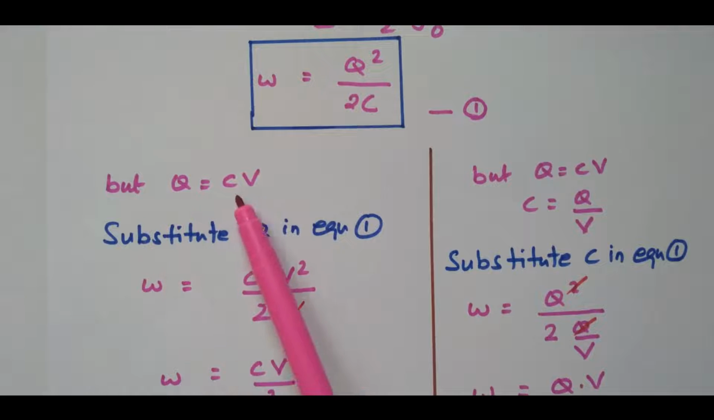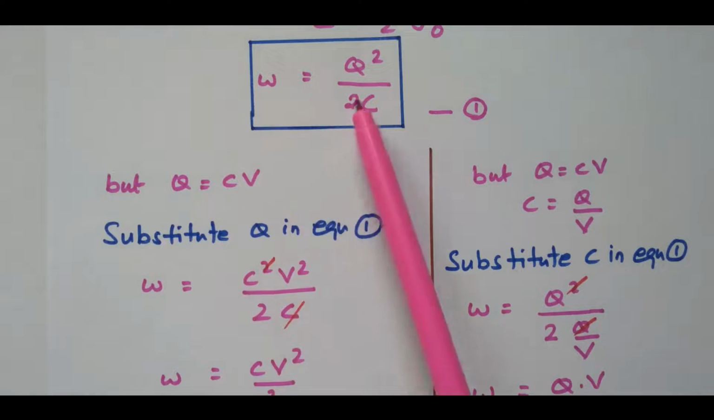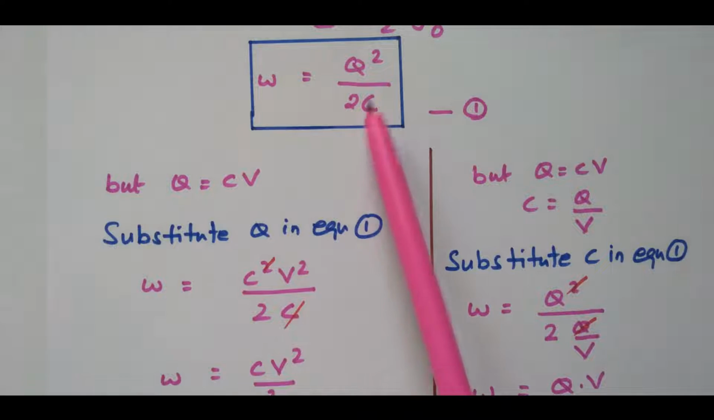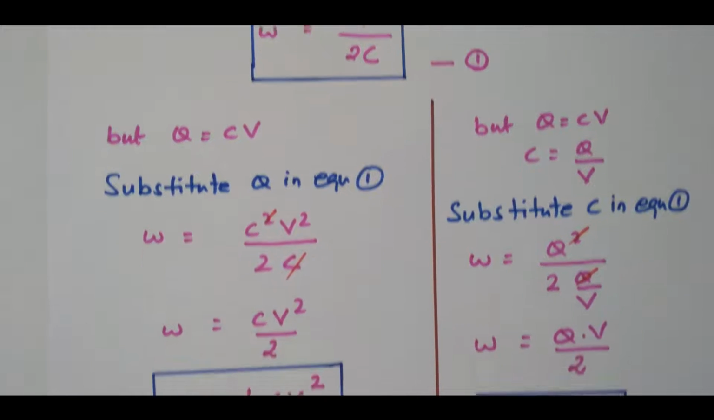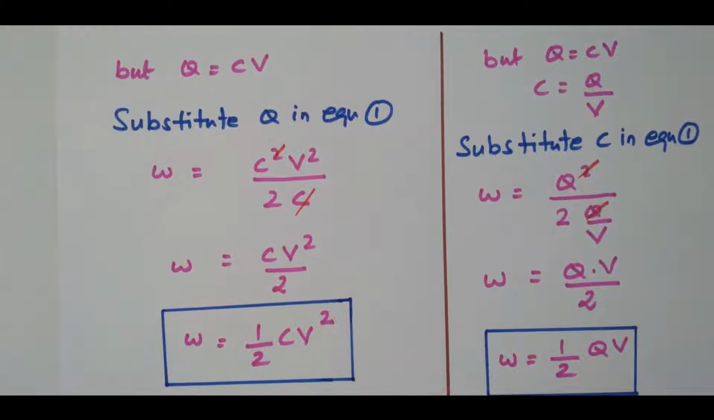We know that Q equal to CV. Now we are going to substitute Q equal to CV in equation number 1. So what is that? W equal to Q square divided by 2C. That is, Q square means C square V square divided by 2C. Right? This Q square is now replaced by C square and V square. So one C got cancelled. So what we have? CV square divided by 2, that is nothing but half CV square.